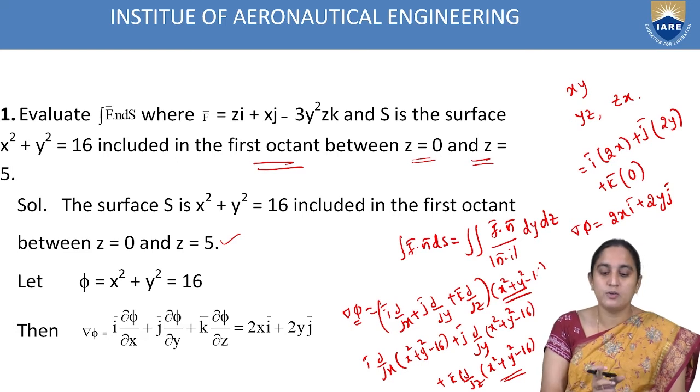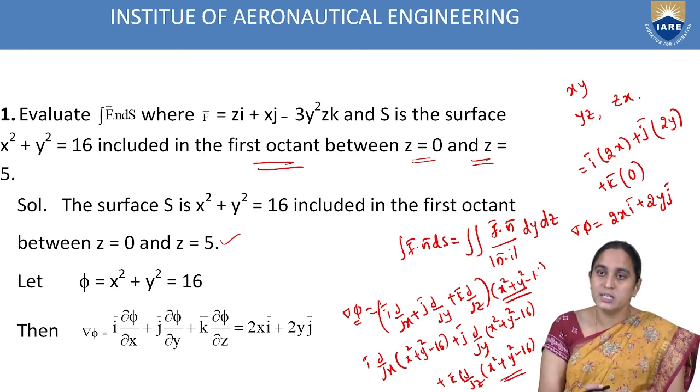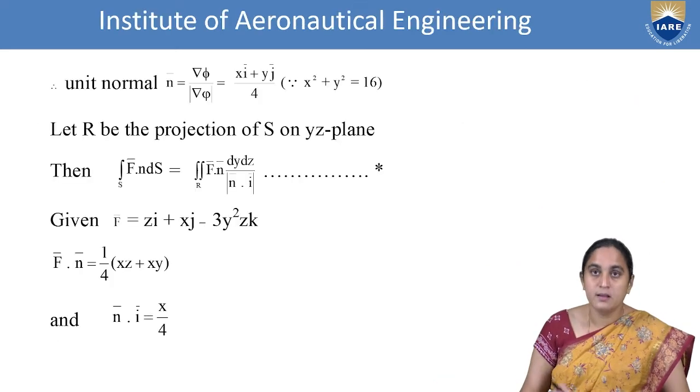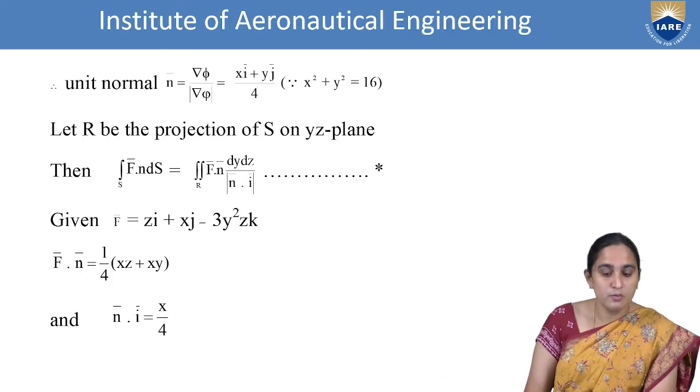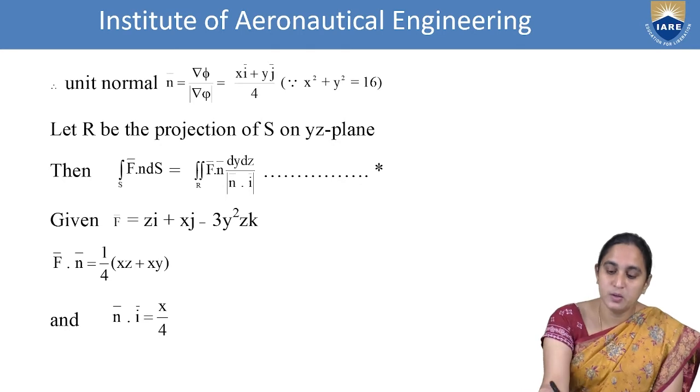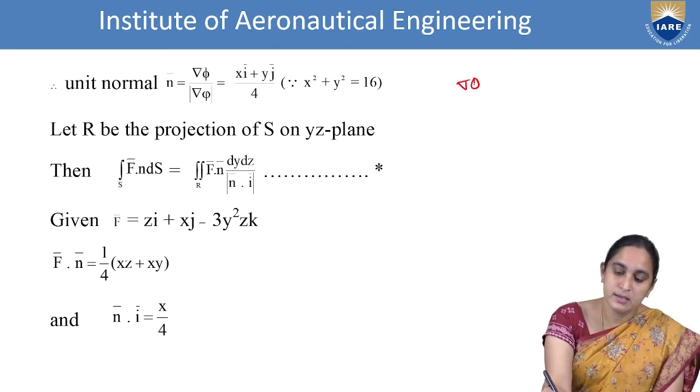Why are we calculating del pi here? Here n bar is the unit normal vector. Generally, what is n bar? N bar is equal to del pi by modulus of del pi. For that case only, first I am calculating del pi. Next, what about modulus of del pi? Del pi is 2x i bar plus 2y j bar.